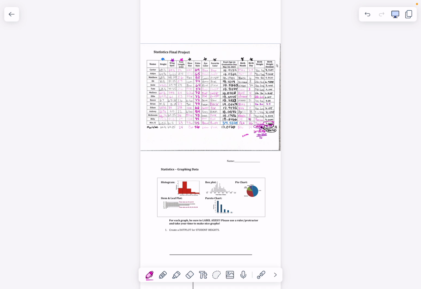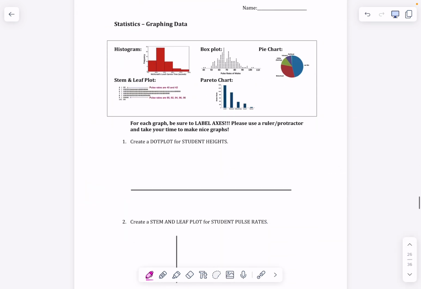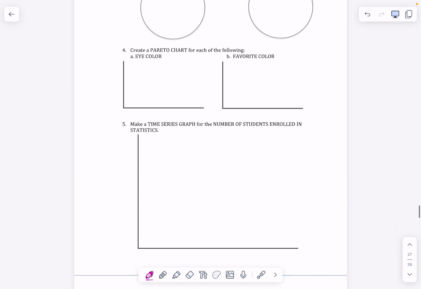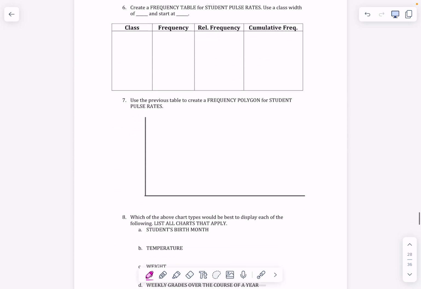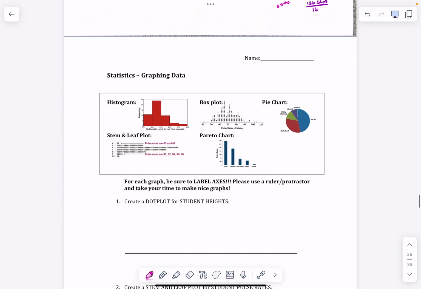Okay, and so this is the end of the chapter. Before we do chapter review and take the chapter test, we've got to do this, which is your final kind of graphing project type thing. It's going to ask you to do a stem and leaf plot, a bunch of charts. It asks you to create a frequency table using the data that we did at the beginning of the year.